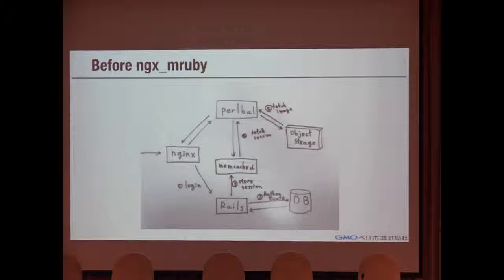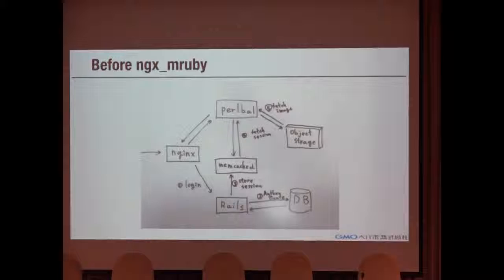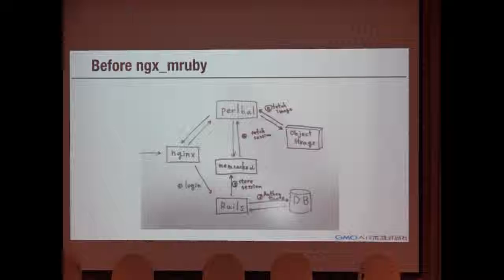This figure shows the restricted access mechanism without NGINX and mruby. We use NGINX, Redis, Memcached and Perl. Perl is a lightweight proxy middleware. This figure is a complex architecture because it has much middleware and many different languages. This middleware is Perl, NGINX configuration, mruby and some other middleware configuration.